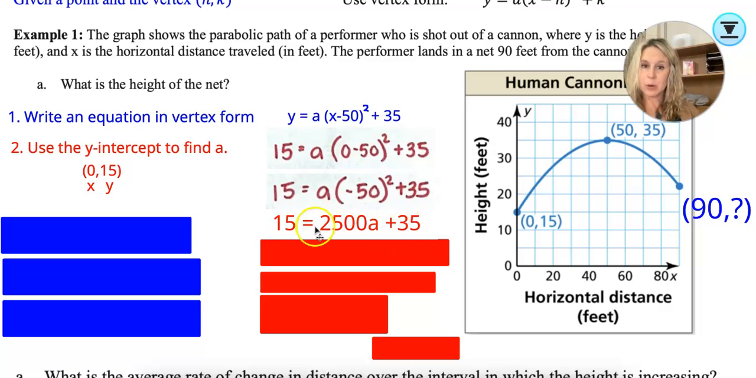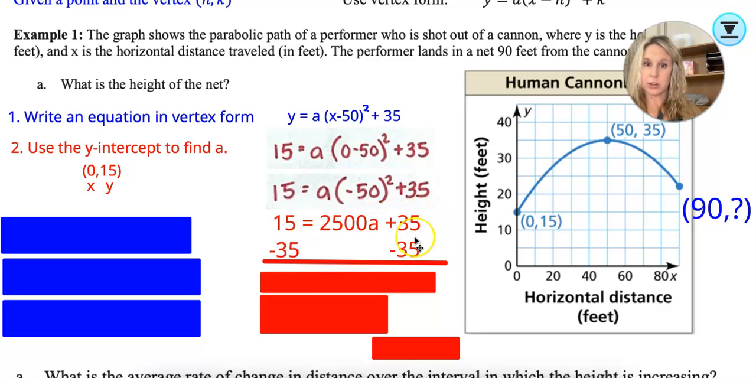So now I have a two-step equation where I want to solve for a. So I'm going to move this 35 over to the left side by subtracting 35 on both sides. 35s will cancel. 15 minus 35 is negative 20. And then go ahead and drop down that 2,500a.